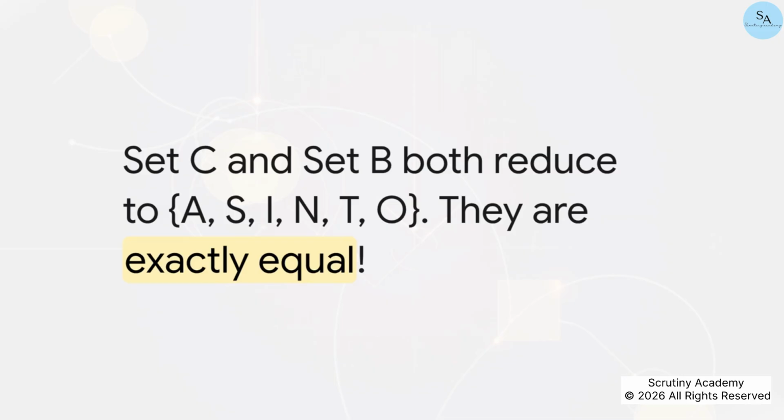Once we drop all those repeating S's, A's, I's, and N's from assassination, we are left with just A, S, I, N, T, O. And when we do the exact same thing for station, dropping that extra T, we're left with, you guessed it, A, S, I, N, T, O. Suddenly, the giant word and the medium word shrink down perfectly to the exact same simple set. Set C absolutely equals set B. See? You've totally got this.